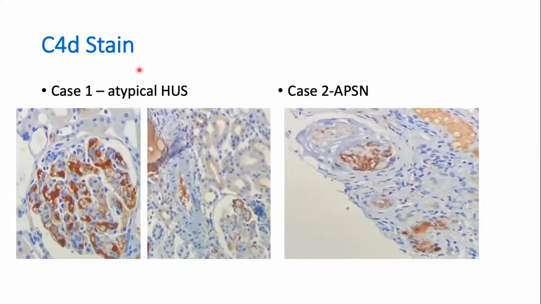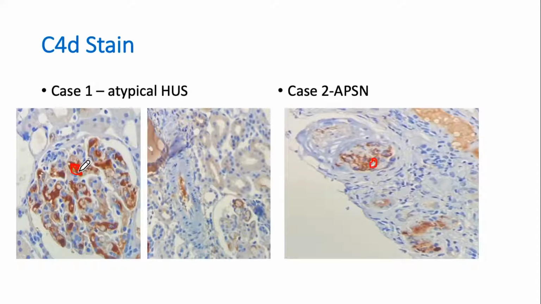So before this presentation, I asked my pathologist to do C4D stain for case 1 and 2 also. So she did it, and these are the reports actually. This is the C4D stain of the atypical HUS patient. As shown here, there is intense C4D stain, but the staining is seen mostly in the capillary lumen. If you compare this one, the stain is apparent on the vessel wall. The capillary lumen is normal.